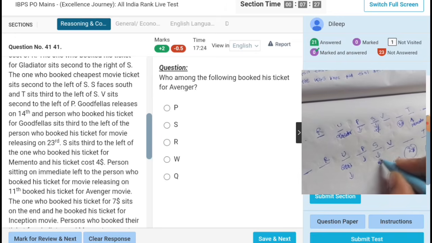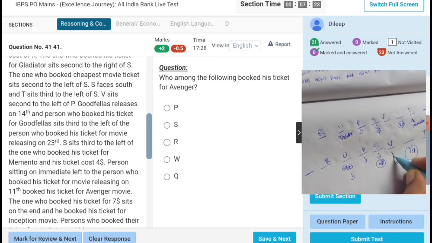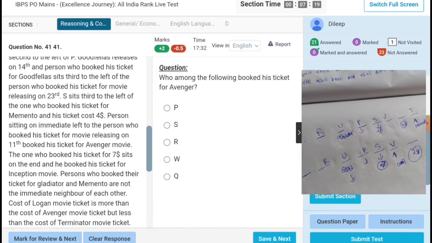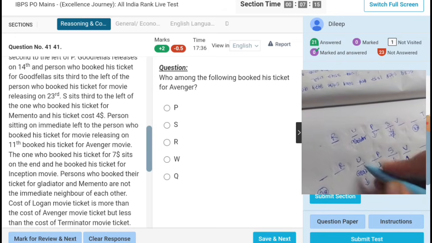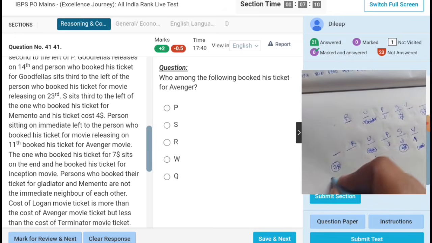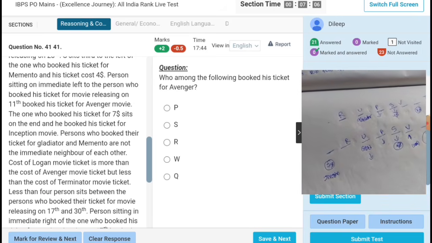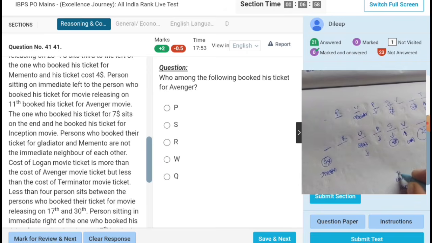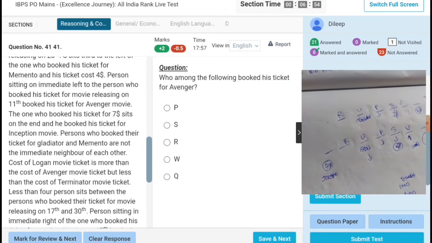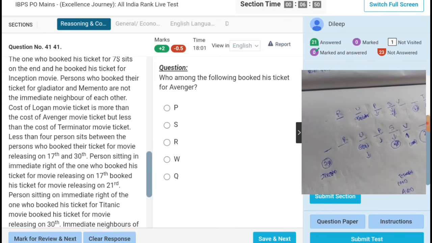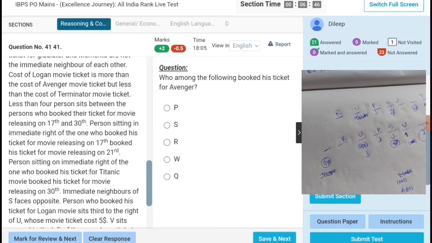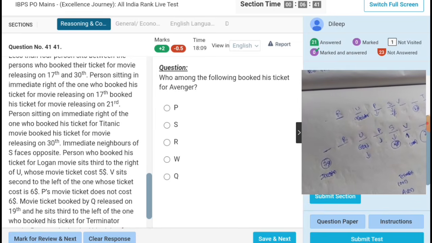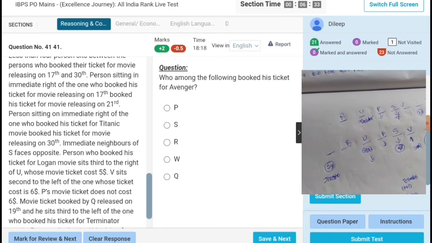And S is $4. Person immediate left of Avenger, $7 sits at the end. Booked Inception, not immediate neighbors. Cost of Logan movie is more than Avenger but less than Terminator, less than $4. Person 17th and 30th. Person sitting immediate right of... to the right of you. Again, momentum is third to the right of you.